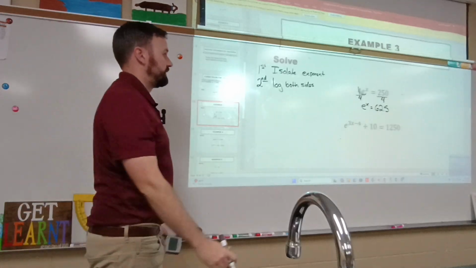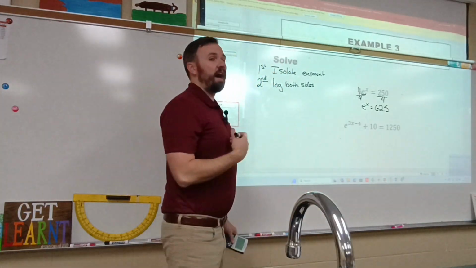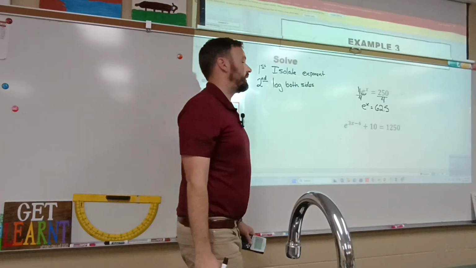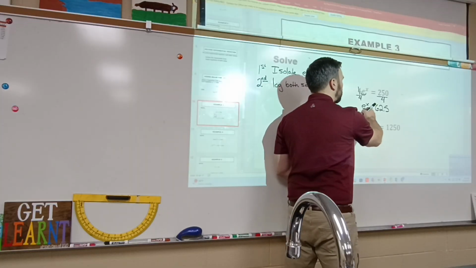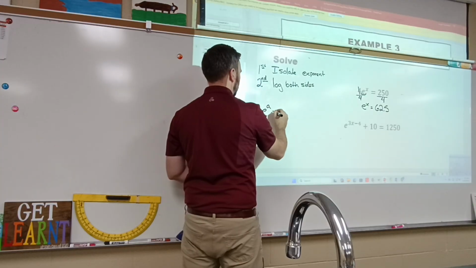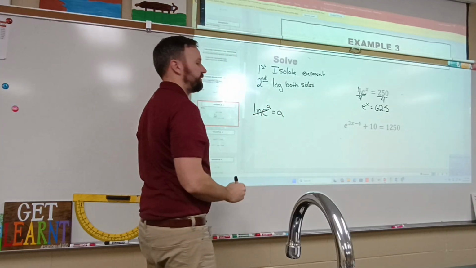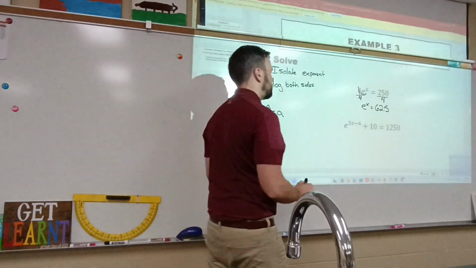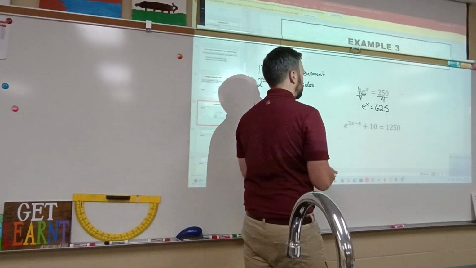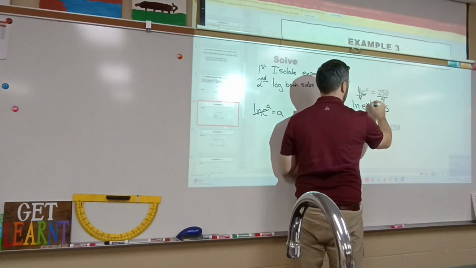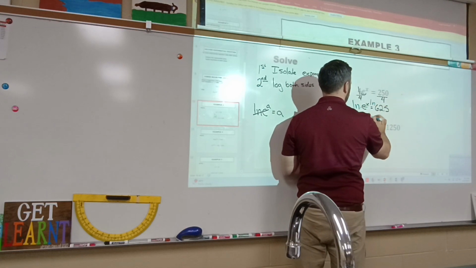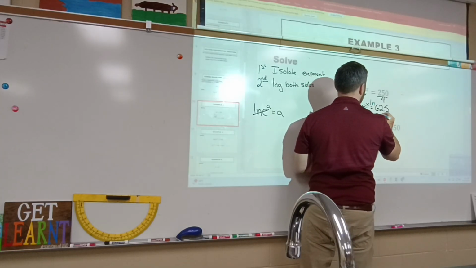So my exponent's isolated now. It's by itself. Now I'm going to log both sides. I almost always use natural log, and I just get used to using it. But why would I use natural log with an e? Because what's natural log of e to the a? It's a. Those cancel. They have the same base. So next step, I'm going to natural log both sides. Those cancel. I get x equals natural log of 62.5.